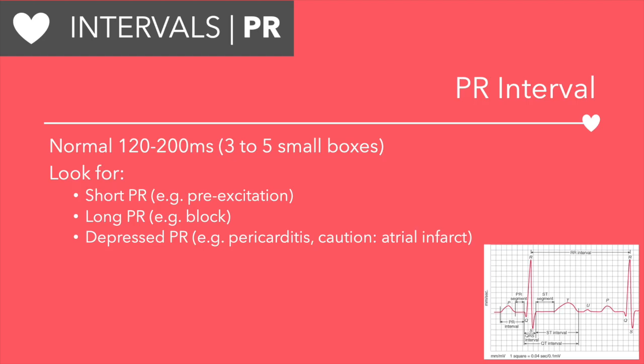Short PR is in the case of pre-excitation, where there is a special pathway for the electricity to go through faster than the normal AV node route. Long PR suggests that there's an AV block, and it's prolonging the depolarization through the AV node. And finally, depressed could be a sign of pericarditis, but please note that depressed PR could also mean atrial infarct.